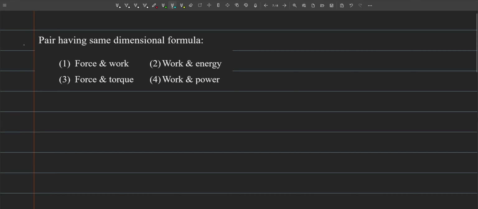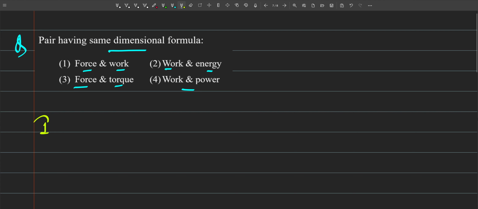Hello students, so we have another question here that asks which pair has the same dimensional formula, and we're given force and work, force and torque, work and energy, and work and power. So basically, let's go one by one with each option.